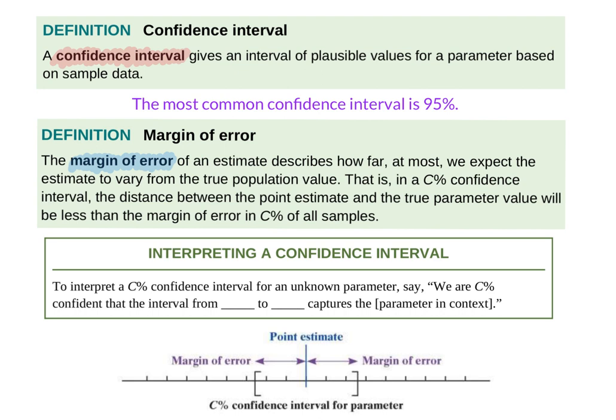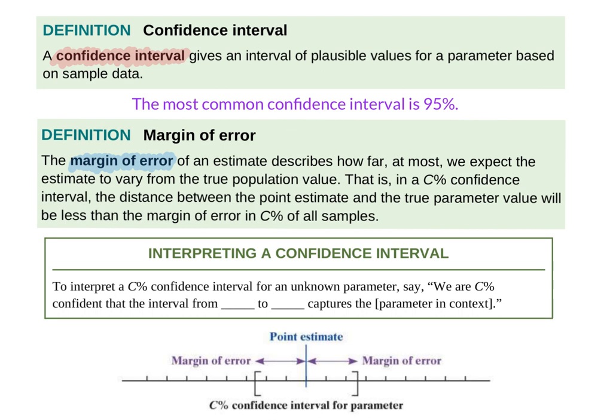Usually the most common confidence interval is a 95% confidence interval. Sometimes you'll even see up to 99%. Obviously, it's going to be based on how accurate you can be and want to be. And within that, we have something called margin of error, which I'm sure you've heard that phrase before. But in our context, the margin of error of an estimate describes how far, at most, we expect the estimate to vary from the true population value.